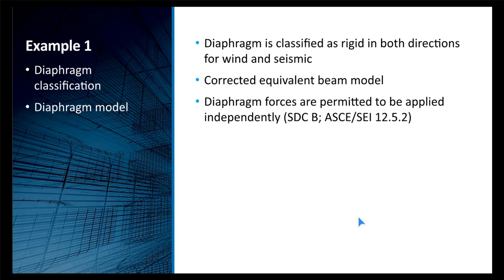So the diaphragm is classified as rigid in both directions. We're going to use the corrected equivalent beam model to determine what our diaphragm internal forces are. And because we are in a building assigned to seismic design category B, we don't need to concern ourselves with any orthogonal load combinations. So we can apply the forces independently, as you can see in our example, in both the north-south and east-west directions, find out our internal forces independently, and then design and detail for the more critical of the two.